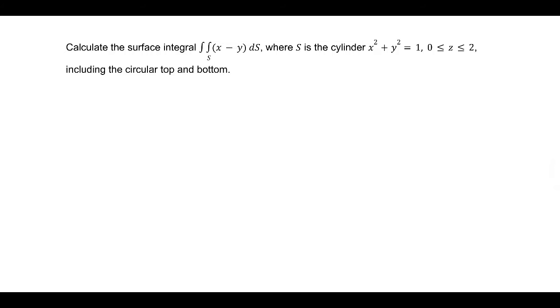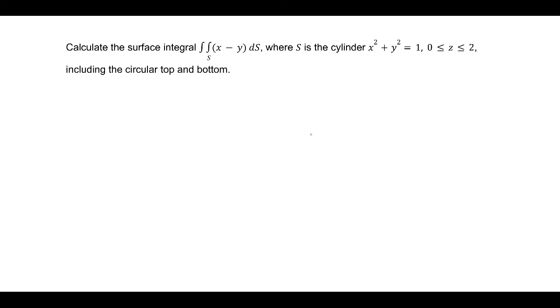Calculate the surface integral, the double integral over the region S of the function x minus y, where S is the cylinder x squared plus y squared equals 1, with 0 less than or equal to z less than or equal to 2, including the circular top and bottom.